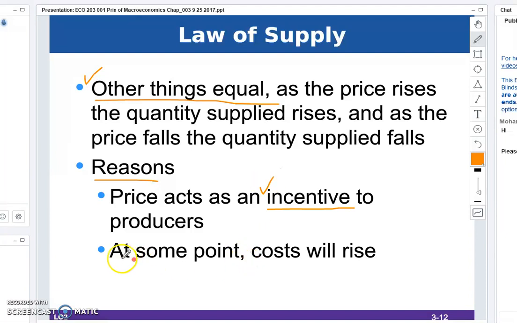And another reason for the law of supply to hold is what? Costs will rise. When producers start to produce more, they will buy more resources and raw materials to produce more supply. And at some point, the cost of producing goods will increase, right? So then the price needed to cover that higher cost will also increase. So higher supply can only come in the end at a higher price.